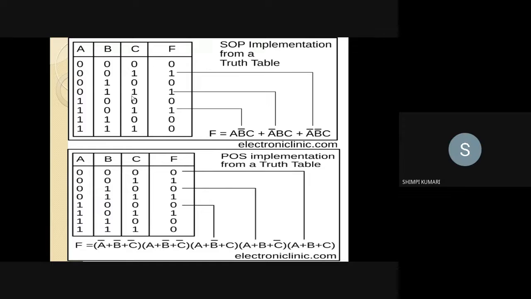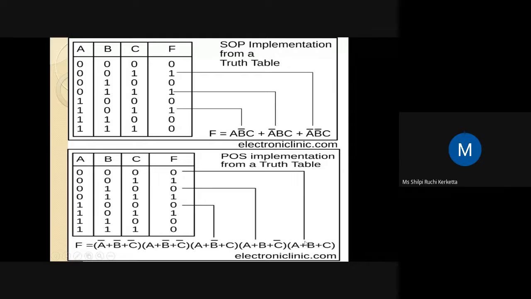A bar, B, C. A bar, B, and C. Okay, this will be the second case, and this third case: A, B bar, and C. Okay. So this is what we are using in the sum of products.